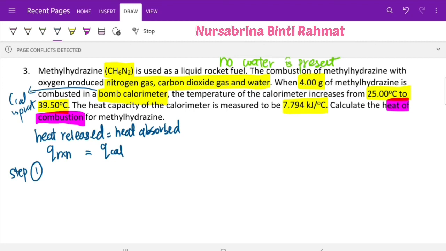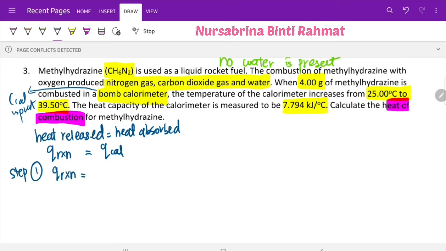Okay, so you have 3 steps whenever you need to solve this kind of problem. First step, you need to calculate Q reaction. Second step, calculate the number of mole, and third step is to calculate the enthalpy. Okay, this time we need to calculate the enthalpy, so you must follow these steps. So first start with calculating Q reaction.